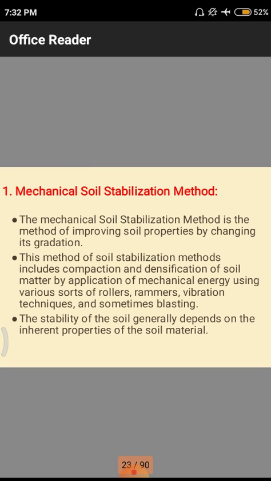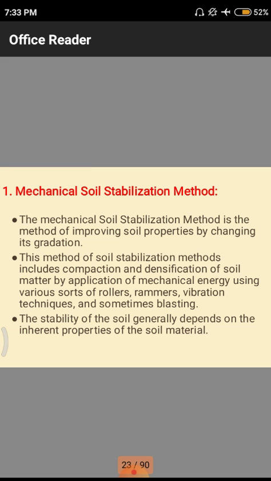First of all, we have to discuss this mechanical soil stabilization method. Why? Because mechanical means it is automatically embedded with the systems of machinery. The mechanical soil stabilization method is the method of improving soil properties by changing its gradation. Normally, grade means quality. Here, we have to change the gradation of the soil particles.